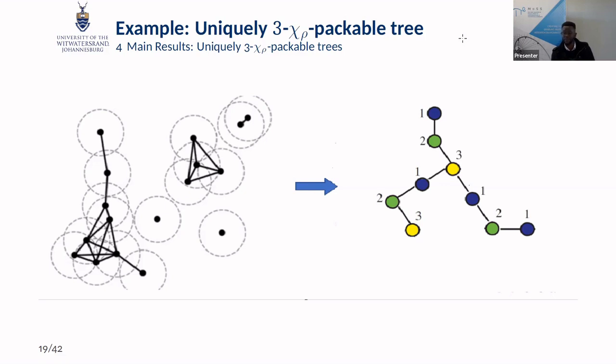Sorry, can I just ask about the purple ones there in the middle? You use a different spanning tree. If you use a different spanning tree, you will have a different coloring, but it must be unique. But I'm just saying for this particular spanning tree, what we want is that we can only have 1, 2, 3, 1, 2, 1, 1, 2, 1.